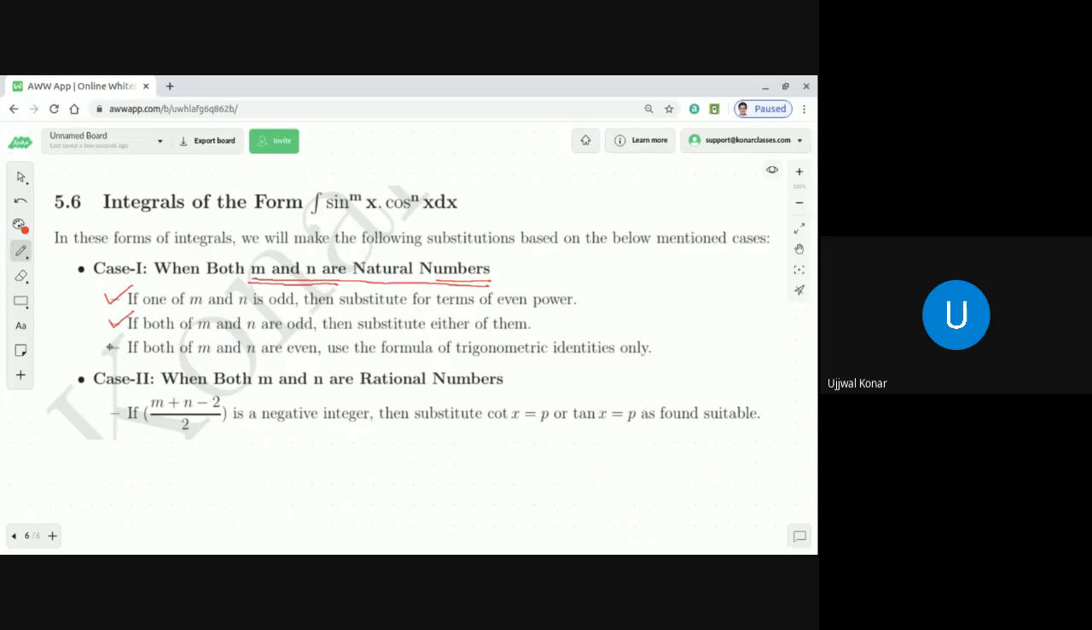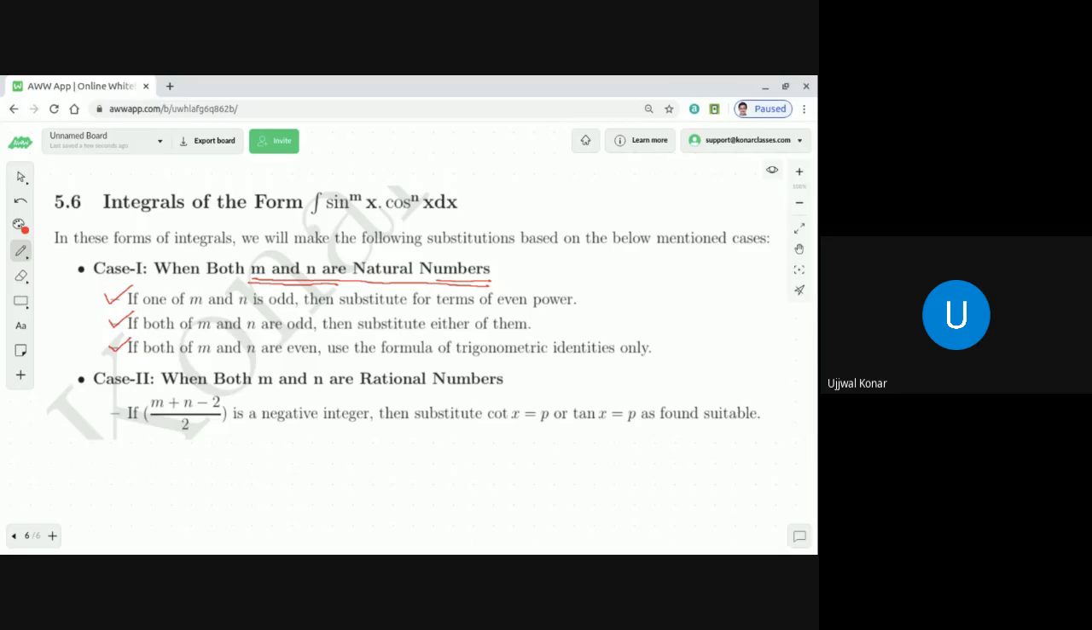If both m and n are even, use the formulas of trigonometric identities to simplify it. Suppose you get sin square x into cos square x dx. That means sin x into cos x whole square. Then you can make 2 sin x cos x and adjust by dividing by 2. 2 sin x cos x means what? Sin 2x. And for sin square 2x you can again apply the trigonometric identity. Correct or not? Yes. You can take some examples and do it once the class is done.